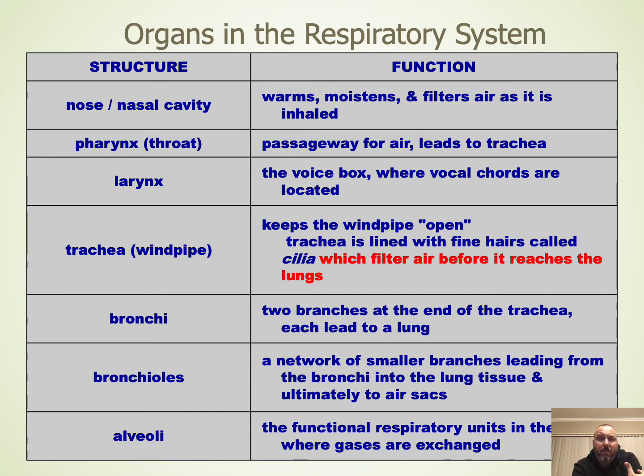Passageway, the pharynx or the throat, leads to the trachea. So the voice box where the vocal cords are located is called the larynx. So pharynx and larynx. Trachea or the windpipe, remember we talked about that being surrounded in cartilage, so it protects the airway, because without that we can't get oxygen to our cells and we can't be alive. So that's pretty important. It's lined with fine hairs called cilia, which filter air before it reaches the lungs. And it also helps us move mucus when we're sick as well. So getting stuff out of the lungs.